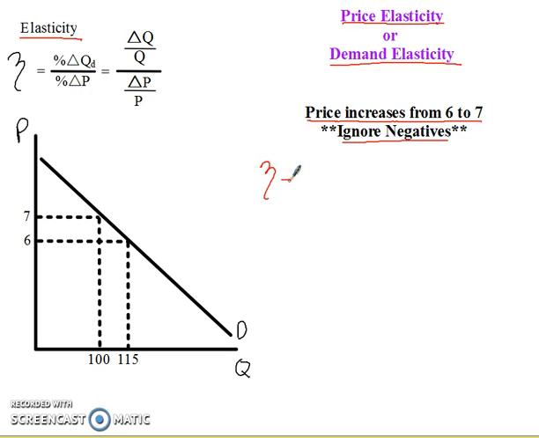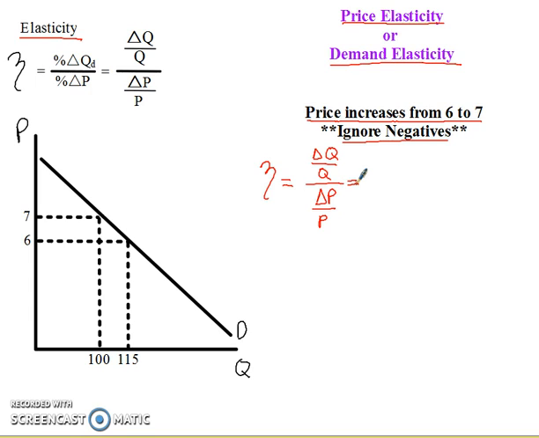So elasticity, let's write out our formula. I'm going to use this right here. Elasticity is the change in the quantity divided by the starting quantity, all divided by the change in the price over the starting price. So that's our formula, and now we just go ahead and plug in numbers.